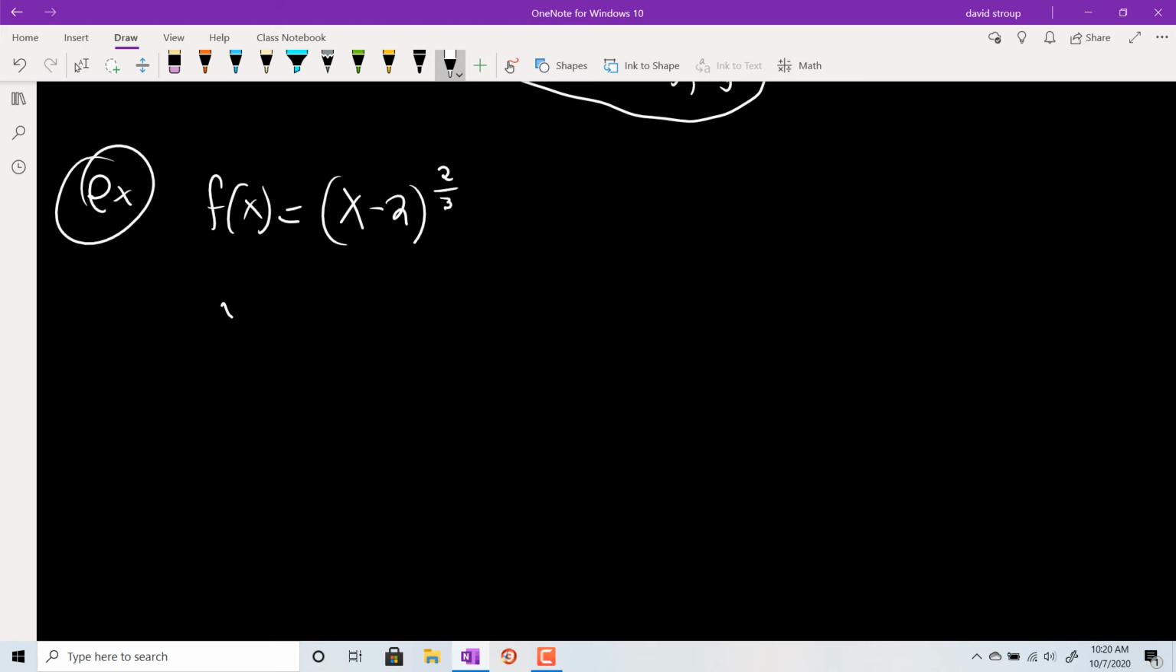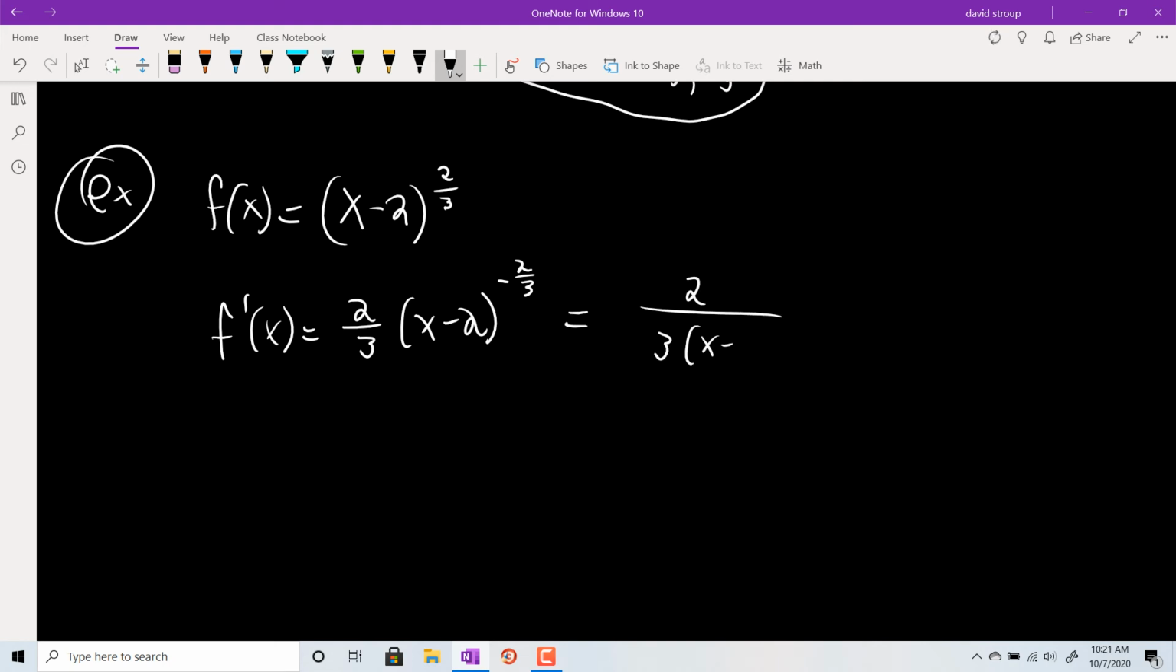Okay, so f prime of x is going to be 2/3 times (x minus 2) to the negative 2/3, which of course is 2 all over 3 times (x minus 2) to the 2/3. Okay, so f prime of x does not exist. Where does that happen? Take the denominator and set it equal to 0.